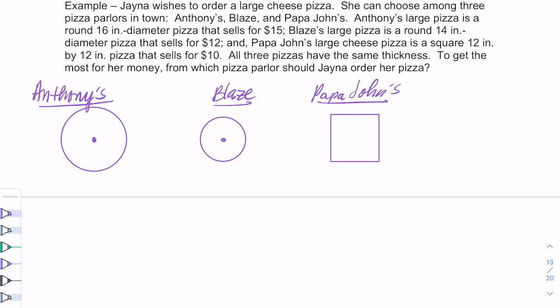Okay, so let's label. It says that Anthony's large pizza has a diameter of 16. So remember, diameter is just a segment that has 2 endpoints on the circle and it passes through the center. So it's saying that this whole length there is 16 inches.